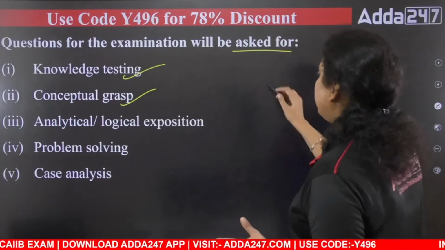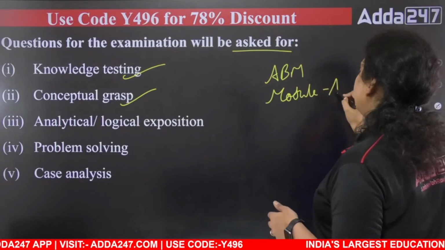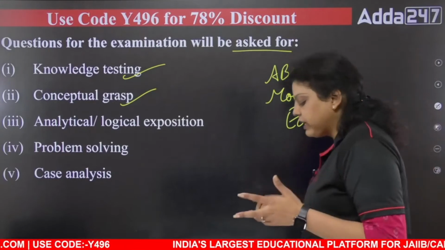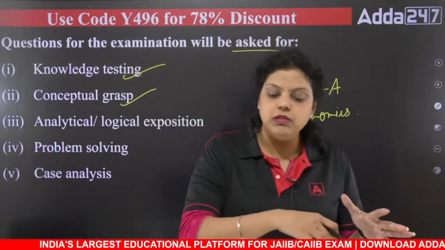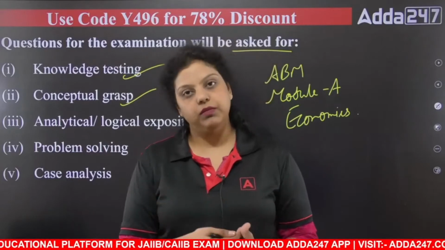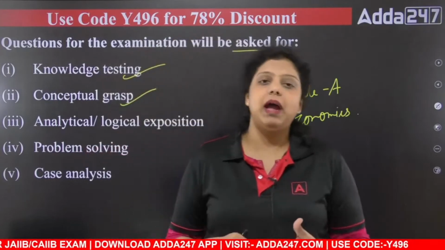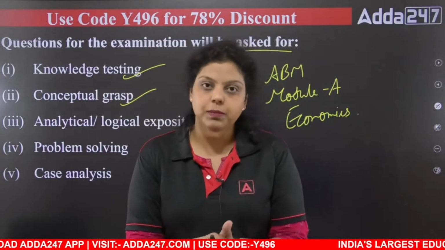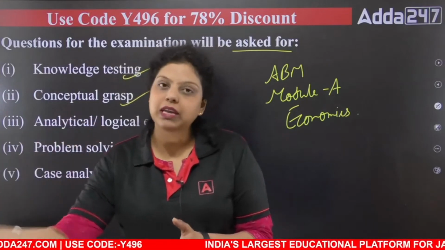Let's say, for example, ABM's first module, module A, talks about economics. As we know, we have to study economics. There are 2 types of economics, micro and macro. Microeconomics is the economics in which individual units are studied, and macroeconomics is the economics in which the whole economy is studied. Macroeconomics itself is a practical subject. It's not a theoretical subject, and you have to read that practical subject with the help of current data, by linking it with the economy.